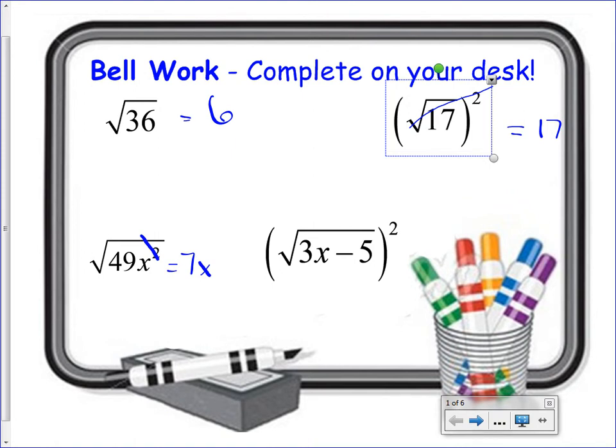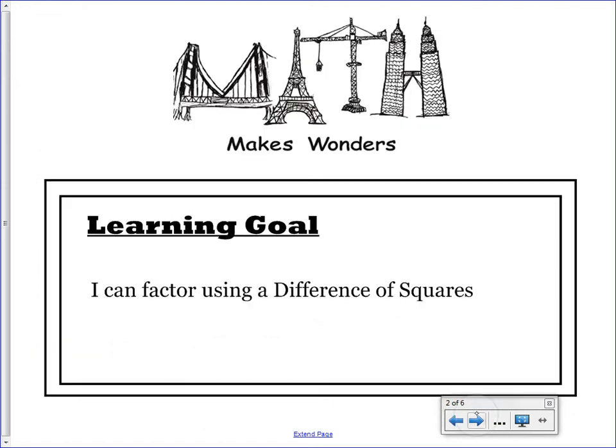How about this one here? The square root of 3x minus 5 all squared. What happens there? Again, the square and the square root cancel out, so you're just left with 3x minus 5. Anyone have any questions with that? If you can remember squared and square root, they cancel out. It'll make your life a little bit easier. And we're going to be doing a lot of this today.